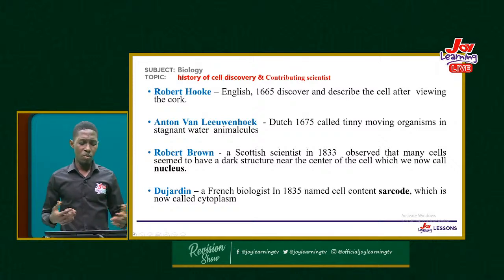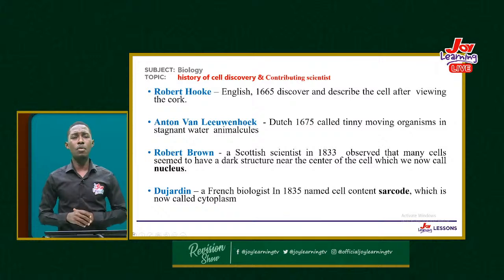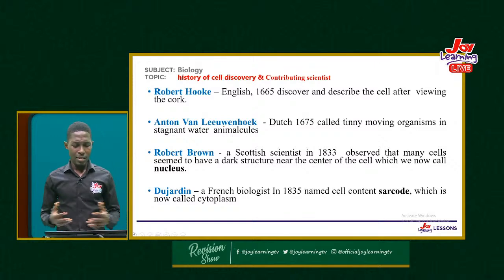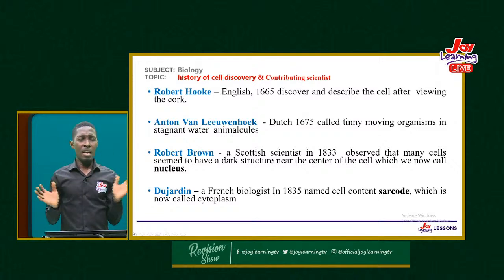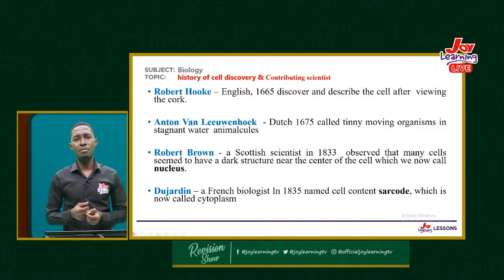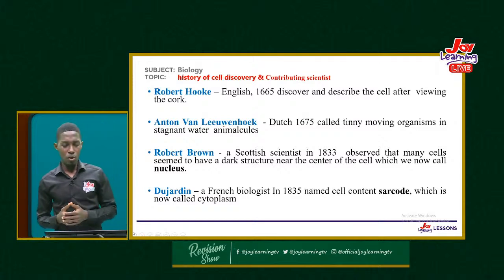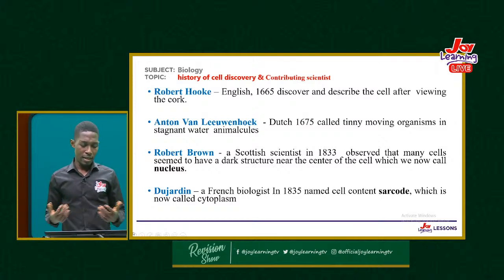Then a scientist called Robert Brown, a Scottish scientist, observed many different cells and saw there was a dark portion, because they were improving the microscope. So you could see that every cell, whether plant or animal, has a dark portion. He called it the nucleus. Then another scientist called Dujardin, a French scientist, started testing what is in a cell, and saw that all cells across all organisms have some content, a certain liquid or fluid inside with other things. He called it sarcode, which later we came to call the cytoplasm.